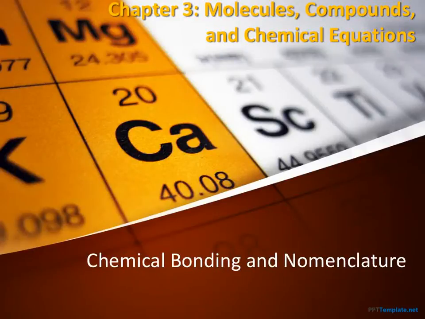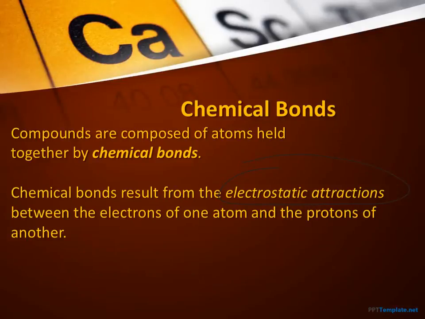This is a lecture about chemical bonding and about the naming, which is called nomenclature, of the compounds that are formed by the different types of chemical bonds. First thing you should understand is what is a chemical bond.